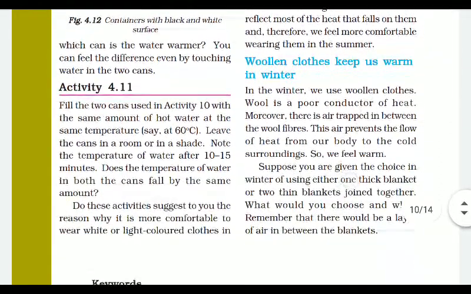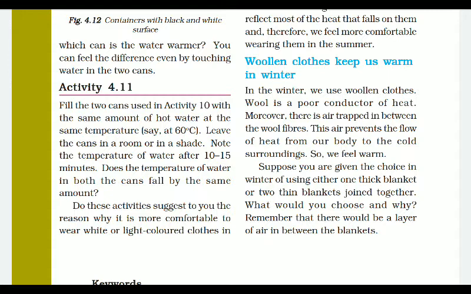Woolen clothes keep us warm in the winter. So in the winter, we use woolen clothes. Wool is a poor conductor of heat. Moreover, there is air trapped between the wool fibers, and this air prevents the flow of heat from our body to the cold surroundings, so that we feel warm.